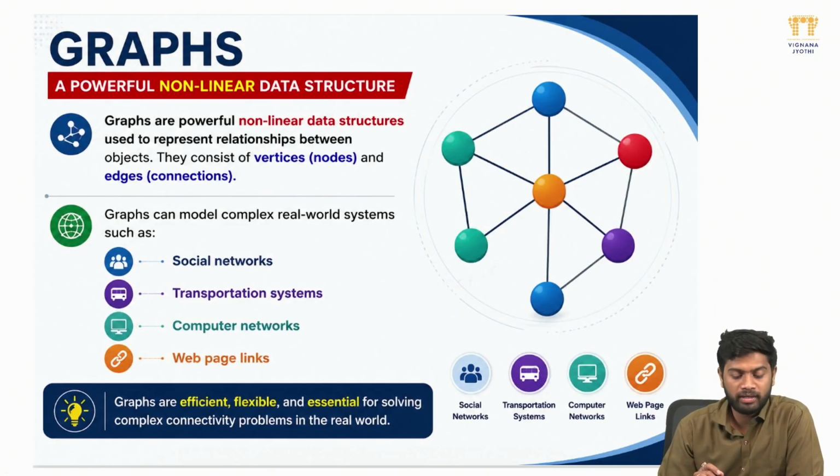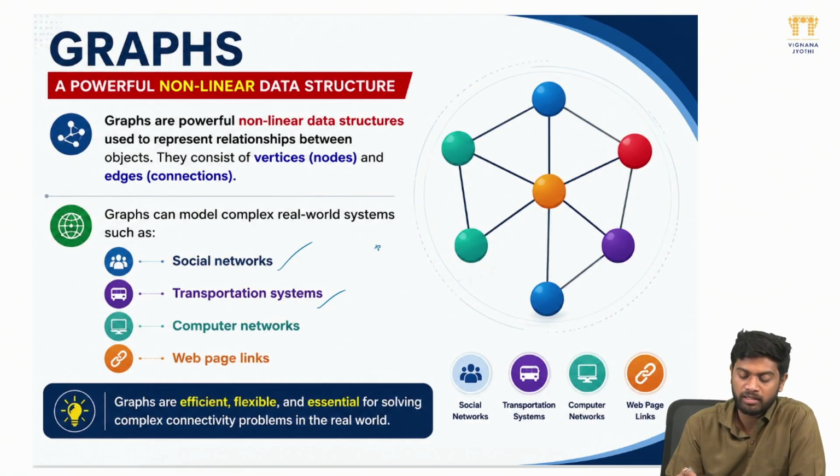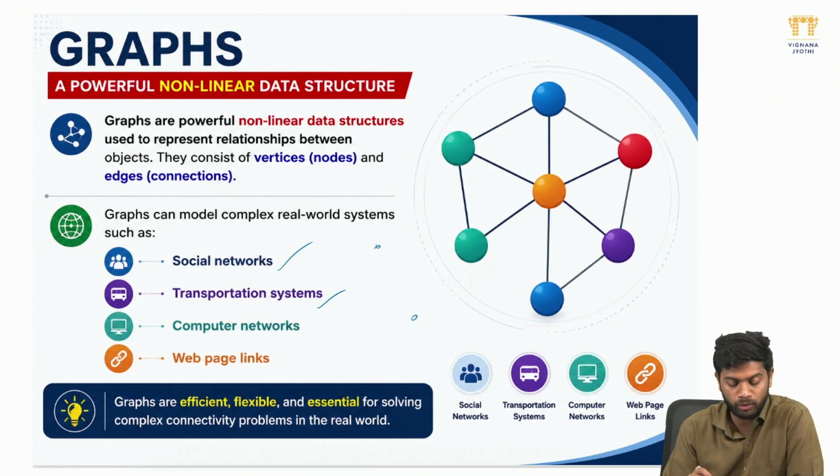So the graph is a powerful nonlinear data structure. As previously discussed, in the real world we can use graphs in social networks, connecting people to each other, and in transport systems like Google Maps. From source to destination, we eventually find the shortest path based on the availability of routes. In a networking system, each and every computer is connected with the help of graph technology.